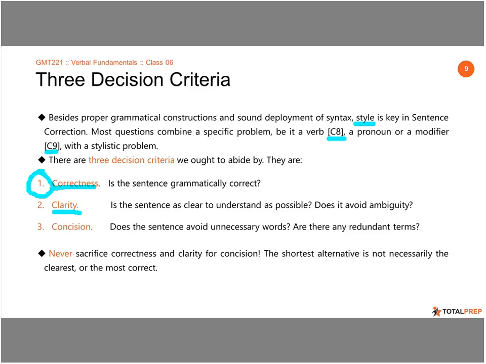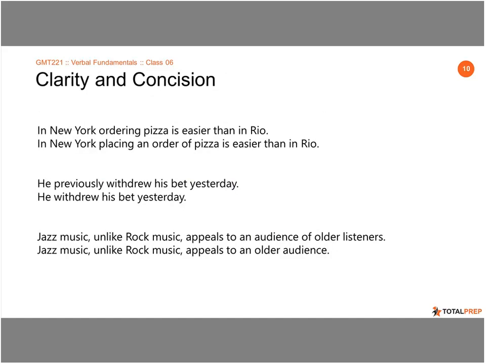Concision. Does the sentence avoid unnecessary words? Are there any redundant terms? So if the sentence is long and repeats words that you can remove to make it concise without loss of meaning, then concision is important. Never sacrifice correctness and clarity for concision. The shortest alternative is not necessarily the clearest and the most correct. Just because the sentence is short doesn't mean it's grammatically correct.